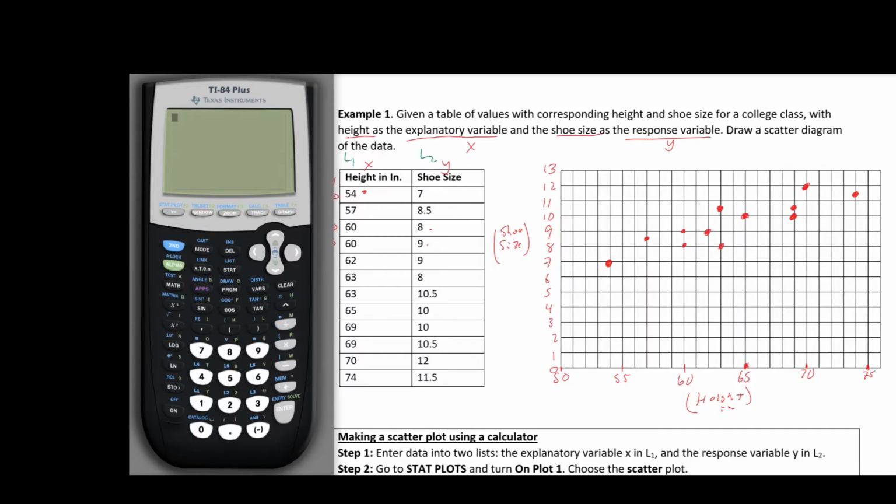We're here on the calculator. Let's go ahead and input this data in there. Go to stat, edit. Let me go ahead and type 54, 57, 60, 60, and so on.